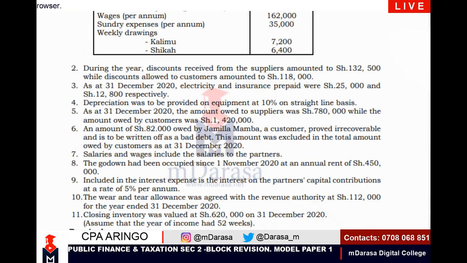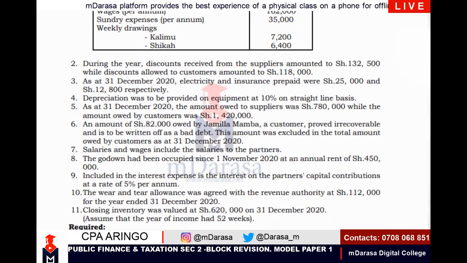I'm having a component of bad debts. Kindly mark that note. Note 7, this is what you are told. Salaries and wages include salaries to the partners. And as we've clearly seen, the salaries to partners are always going to be taken as what? Non-allowable expenses.